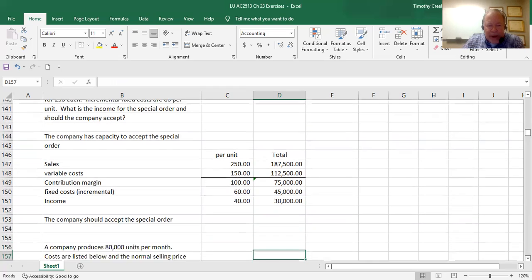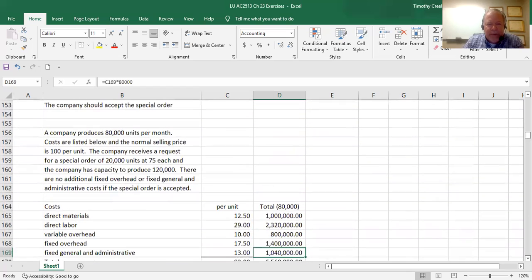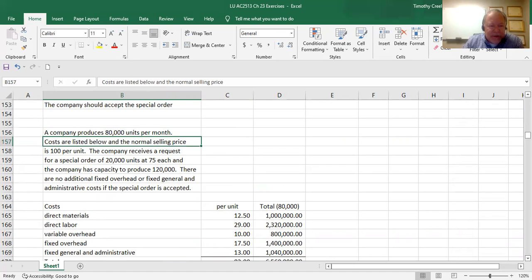So let's look at one more aspect of it here. Let's look at one more example. A company produces 80,000 units per month. The costs are listed below and the normal selling price is $100 per unit. The company receives a request for a special order of 20,000 units at $75 each, and the company has the capacity to produce 120,000. So basically, they're producing 80, they can produce 120, the special order comes in for 20. So they have capacity to do it. They want to do a financial analysis to see, is this worth it for us money-wise?